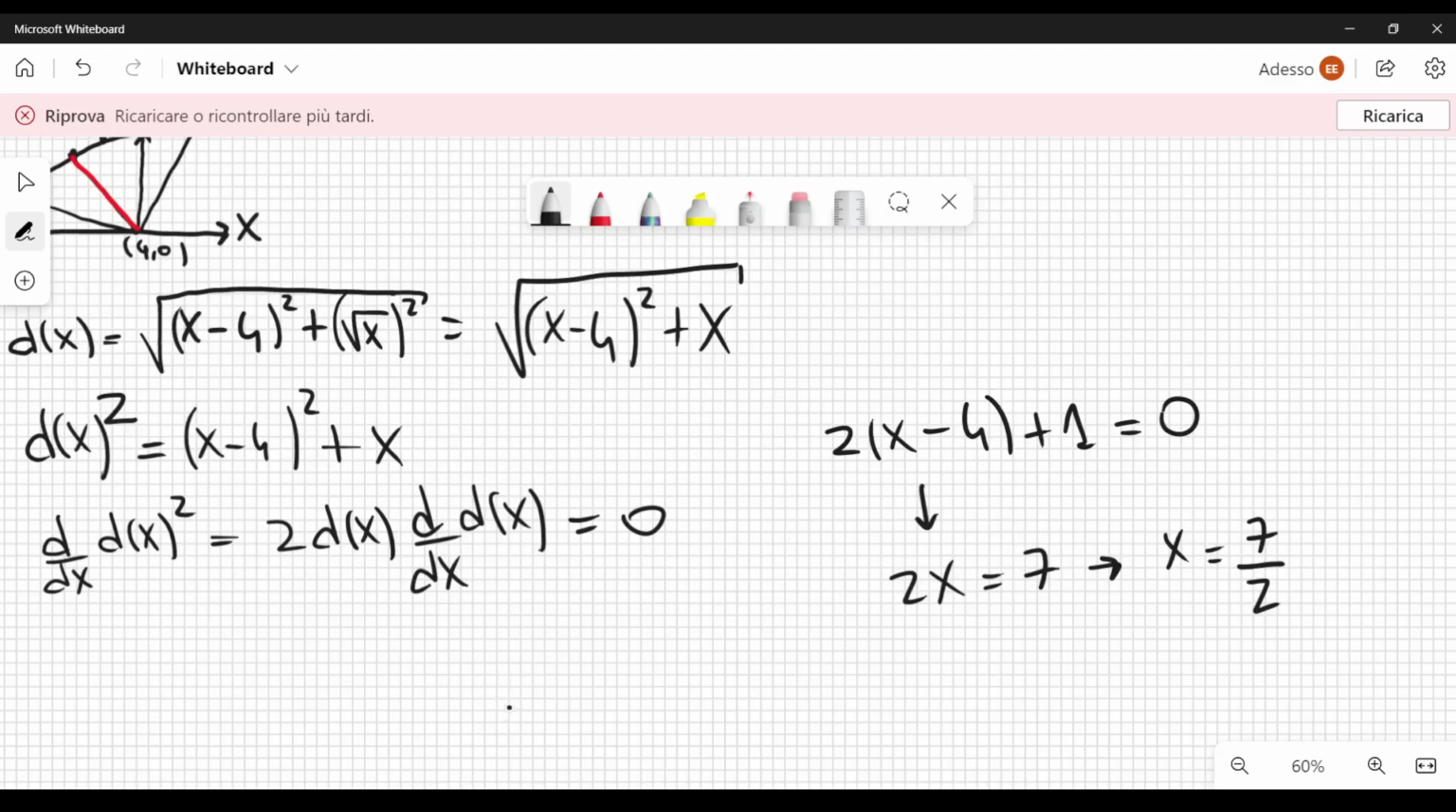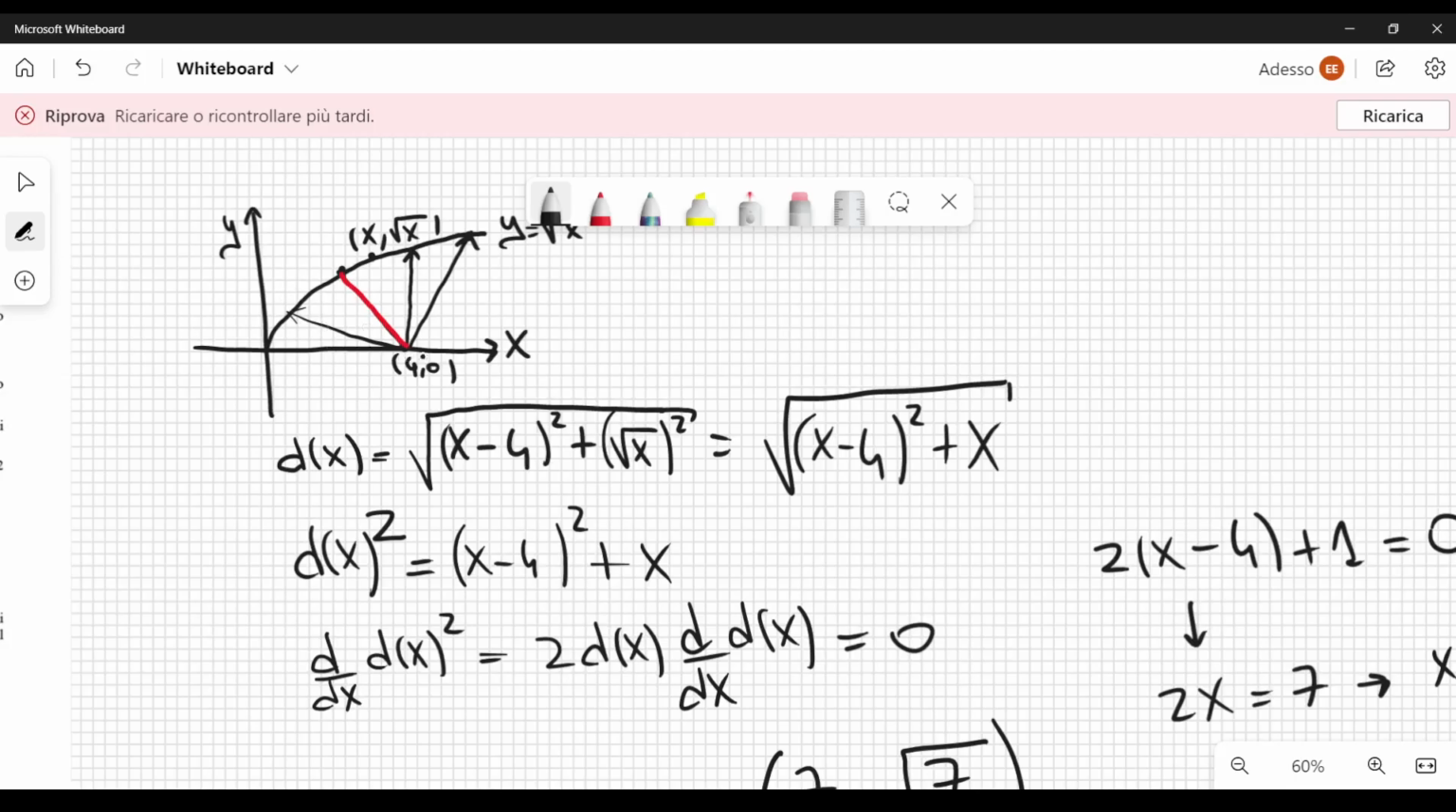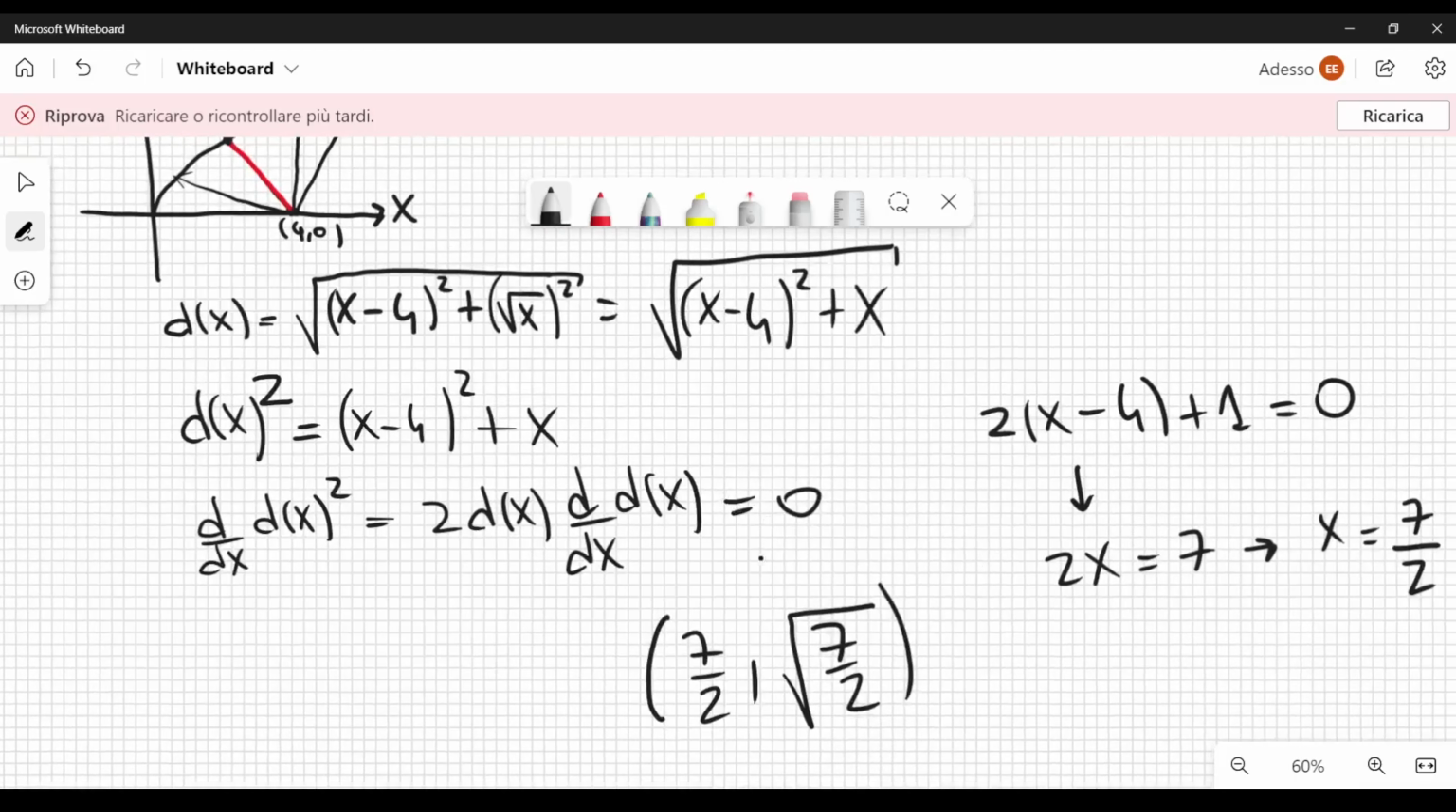So the point has the coordinates 7 over 2, and then we have to take also the square root of 7 over 2. So this is the point on the curve which minimizes the distance between this point (4, 0) and the point itself, which in this case is this one.